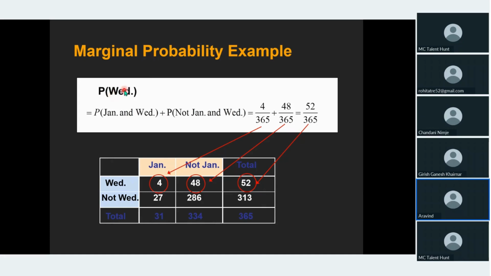So for one event, what is that event? For the probability of Wednesday, what are all the combinations we are studying? January and Wednesday is one combination, not January and Wednesday is another combination. These two are combined together to form the marginal probability itself. Is that clear, guys?